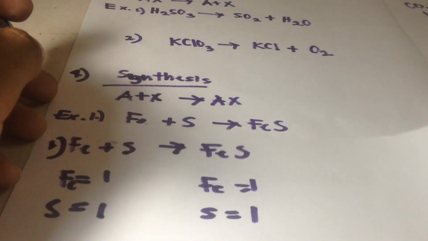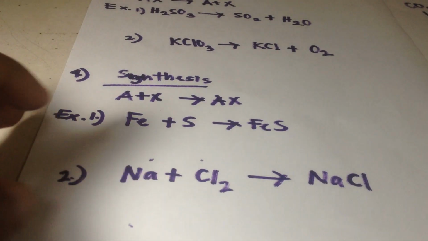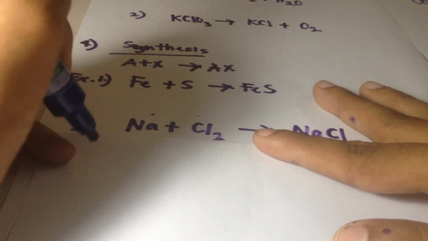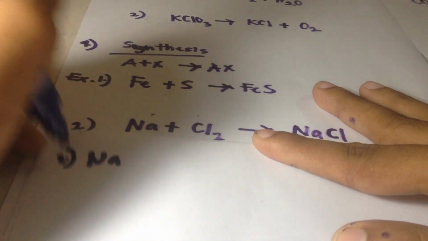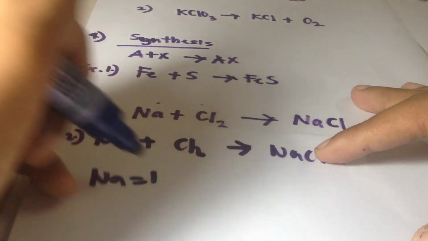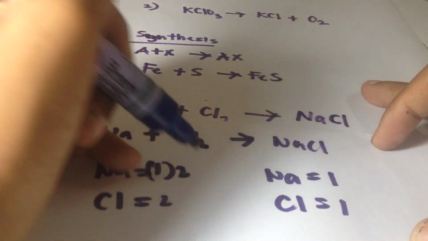So how about number 2? Number 2 has sodium plus chlorine reacts to NaCl. Sodium has a 1 subscript, chlorine has a 2 subscript, and sodium here has a 1 subscript, and chloride here has a 1 subscript. So it is not balanced. So you need to multiply by 2 here and by 2 here.